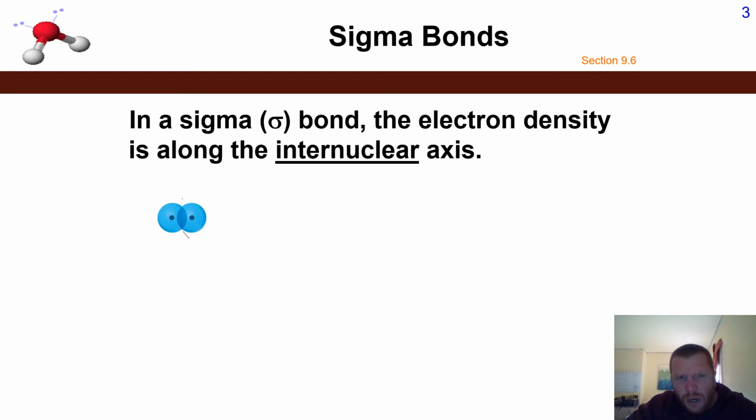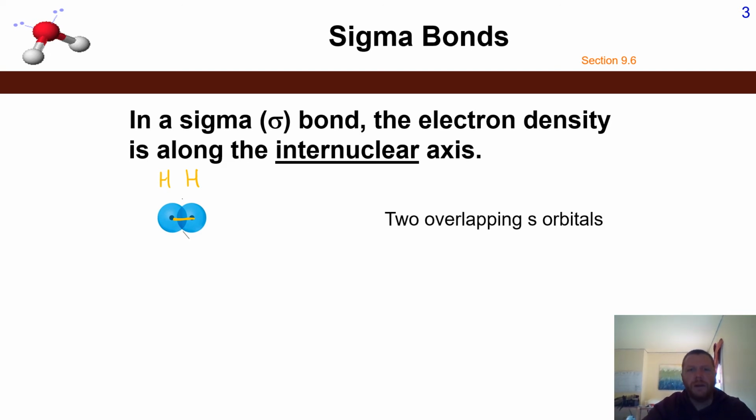And what we've got here is two examples of nuclei. So we've got a hydrogen and a hydrogen. The electrons are shared between these two nuclei. Okay, so our highest electron density is between those two nuclei. And if we take H2 as an example, where are those electrons? The valence electrons, the only electrons that hydrogen has here, are in those overlapping s orbitals.